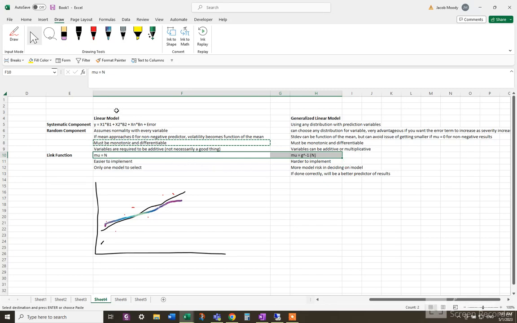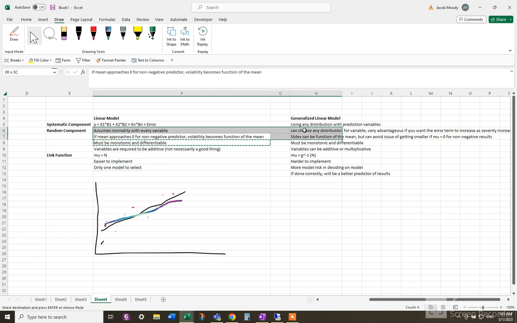So the disadvantage of the linear model is a lot of these things right here: you have to assume normality, whereas with this one you don't have to. Linear models are easier to implement, and there's only one model selection, the normal distribution. Generalized linear models are harder to implement, and you have more model risk in deciding on a model. And then just recognize this one right here too. This is really important to recognize.